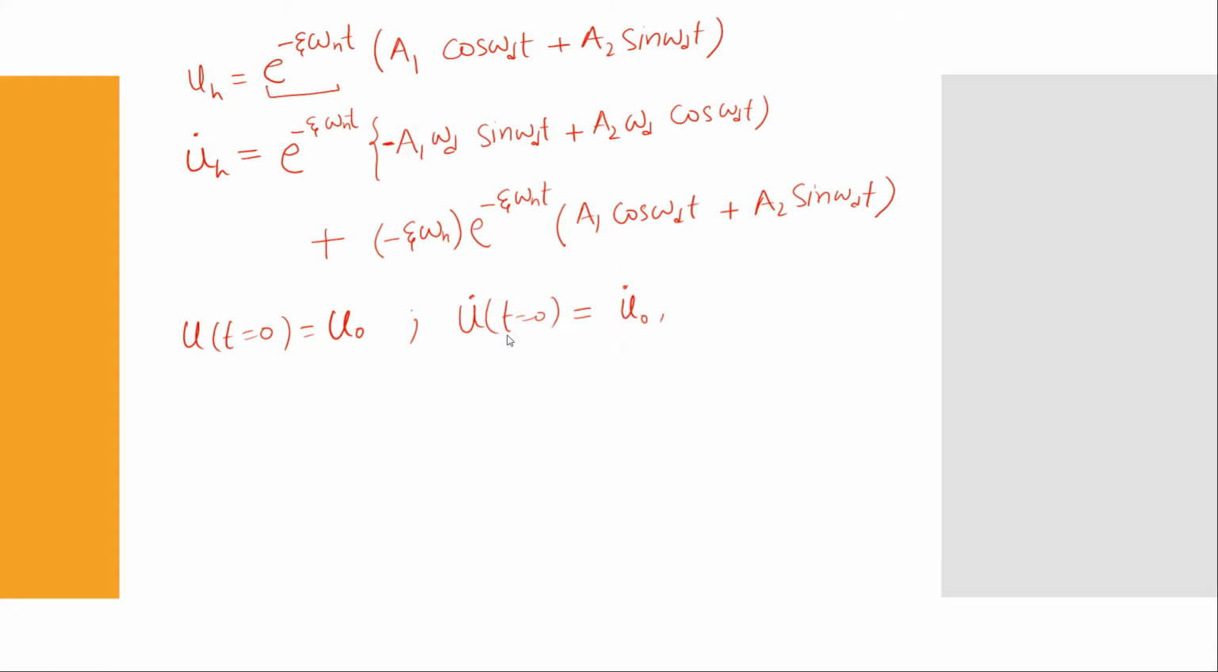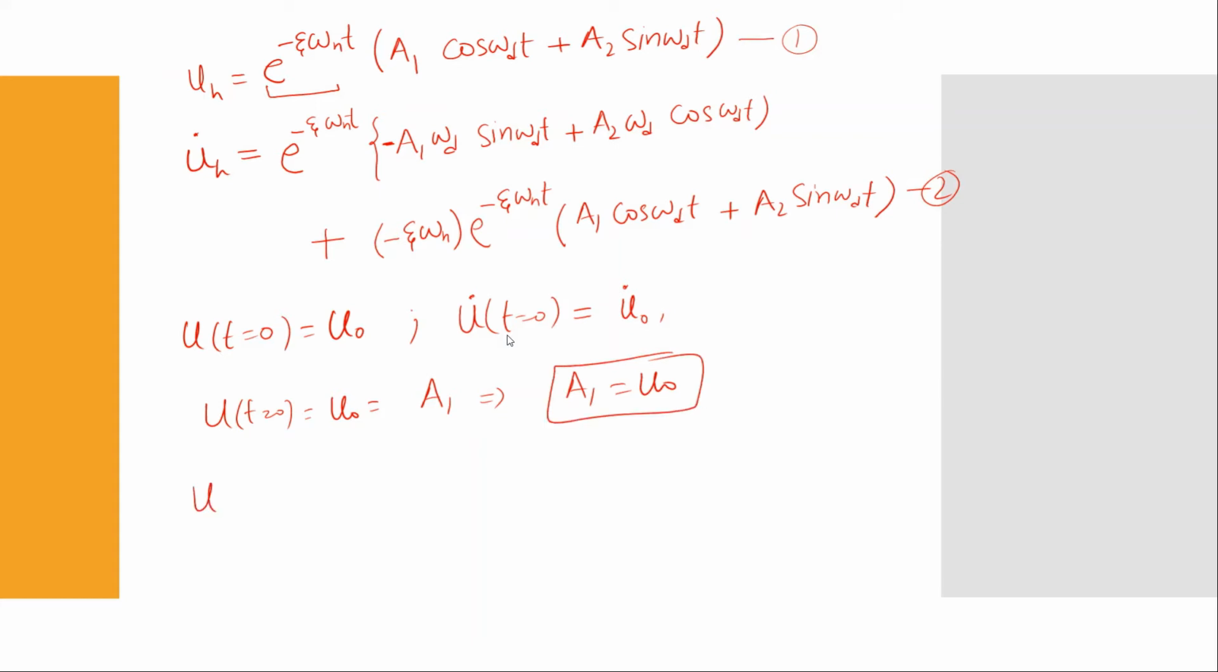First, u of t equals 0, u at t equals 0 means u naught is equal to, we will put t equals 0 in equation 1, we will call it equation 1, and the derivative equation 2. So we are just substituting in one equation. So t is 0, so the exponential would be value 1. A1 cos 0 is 1, so a1, and sine 0 is 0, so a1 would be equal to u0.